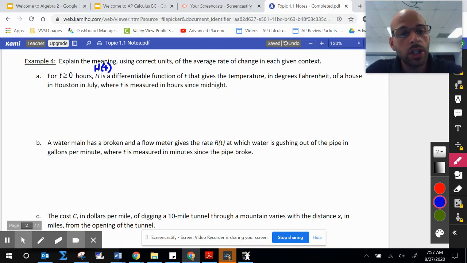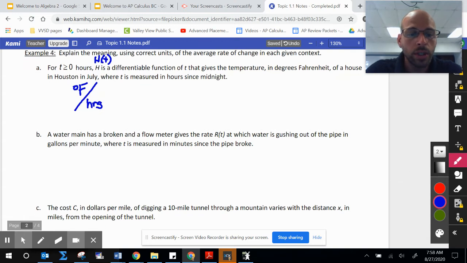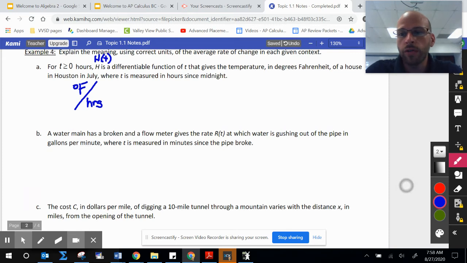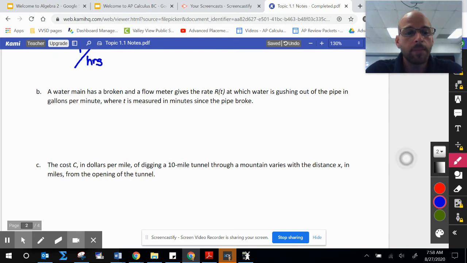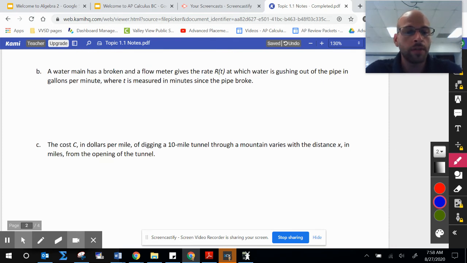Now, if I do the change in output over the change in input, I'm going to take the unit of output, which is degrees Fahrenheit, and divide that by the unit of the input. So the change in the input would be hours. So my average rate of change would be degrees Fahrenheit per hour. Okay, that's what I'm looking for. For each of these, I'm looking for what the unit of measure is. Now again, you can pause and try to do the next two on your own and check your work if you like.